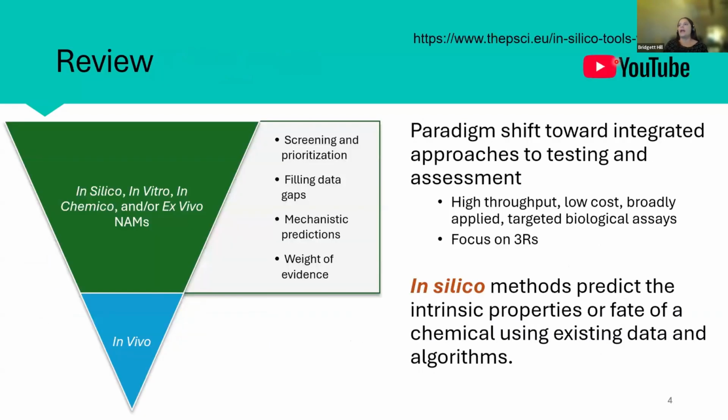So there is currently a paradigm shift in toxicology towards integrated approaches to testing and assessment. These include the usage of existing information such as in vivo data, in addition to a variety of newer technologies such as the NAMs highlighted in this green area on the left. These are higher throughput, lower cost, and focus on the 3 R's. And in silico NAMs are included in these NAMs used in these approaches, which are any method that predicts the intrinsic properties or fate of a chemical using algorithms and existing data.